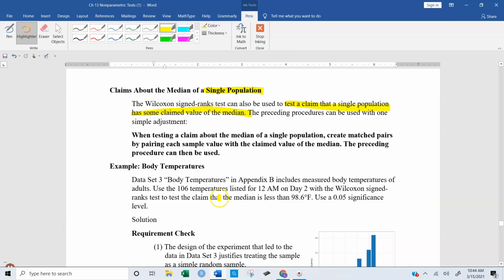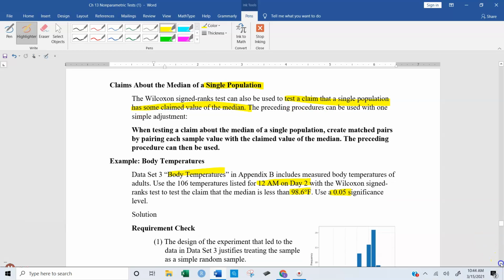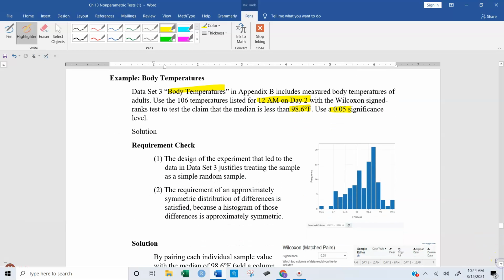Now let's go through here. We're going to use body temperatures, so our data set 3. We're going to use the 106 temperatures that are at 12 a.m. on day 2, and we're going to test them against 98.6 with a 0.05 significance level. All right, in order to do this, we have to download data set 3.